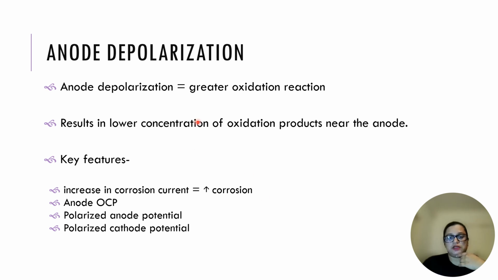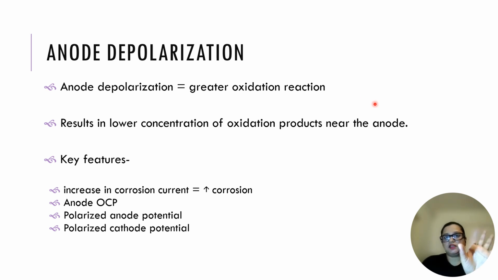Anode polarization basically is a greater amount of oxidation reaction. When I say oxidation reaction, it means more material is getting dissolved from your pipeline. So that is anode depolarization. That is greater oxidation reaction. And what does this do? This results in lower concentration of oxidation products.